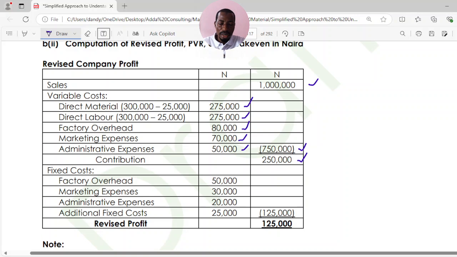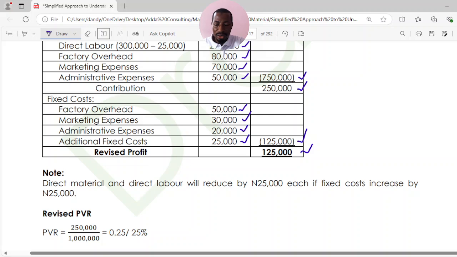Then for the fixed cost, the factory fixed cost remains the same as originally inputted. Marketing expenses is the same thing at 30,000. Administrative expenses is the same thing at 20,000. However, there's an additional fixed cost to be incurred, which is 25,000. When you add it up, that is 125,000. So to now get the revised profit, the new contribution margin of 250,000 minus the new fixed cost of 125,000 means the revised profit is 125,000. Now, that is what the examiner wants us to do.